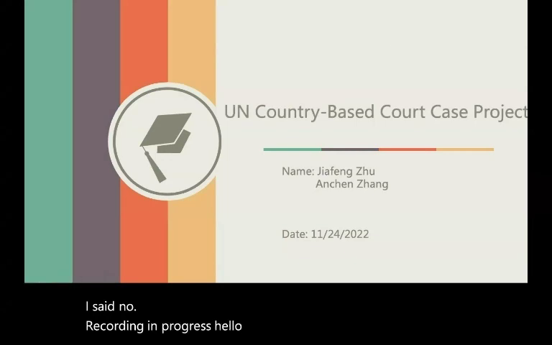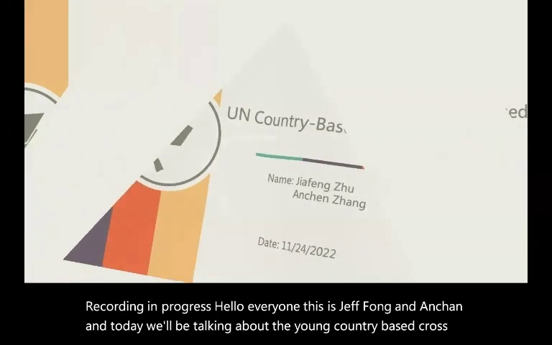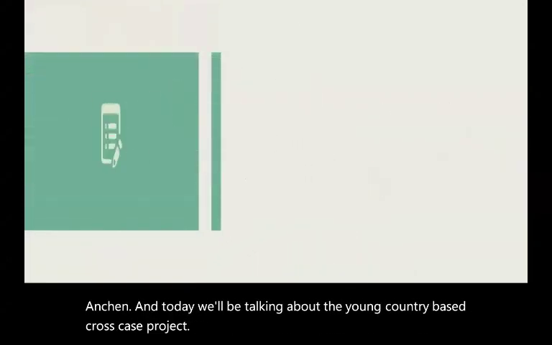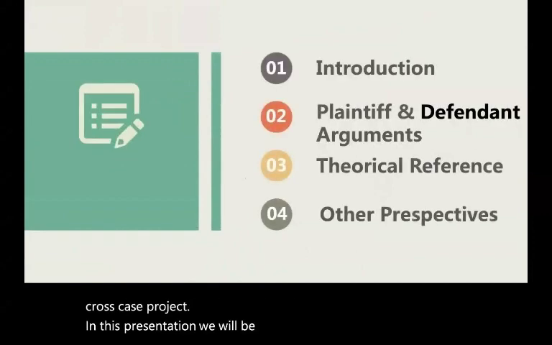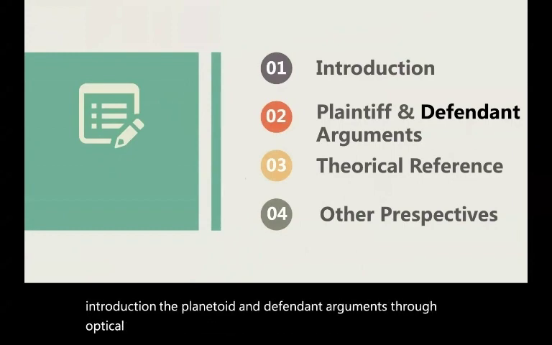Everyone, this is Jiafeng, and today we'll be talking about the Ross case project. In this presentation, we will be talking about four parts. They are introduction, the plaintiff and defendant arguments, theoretical references, and other perspectives.